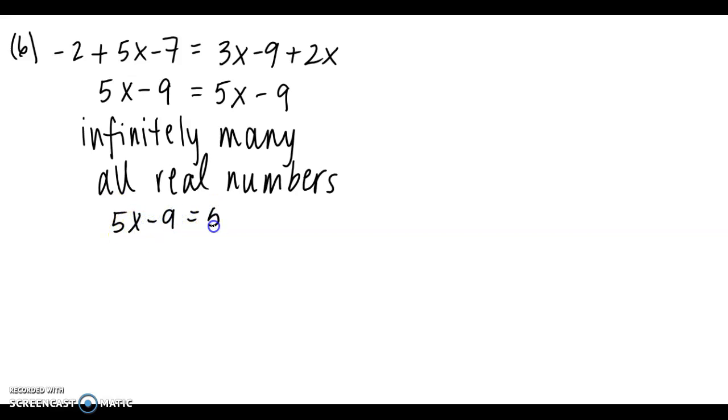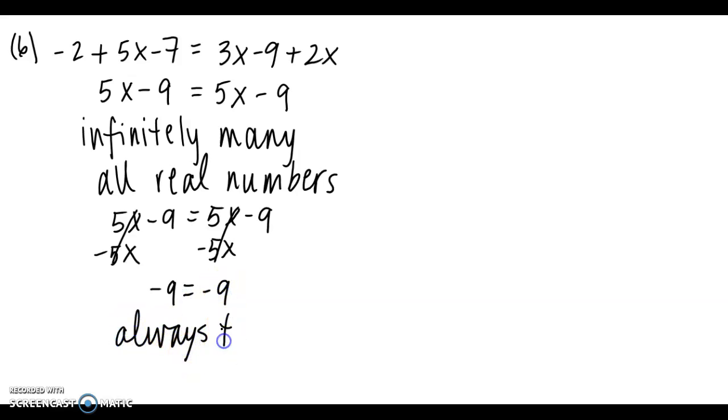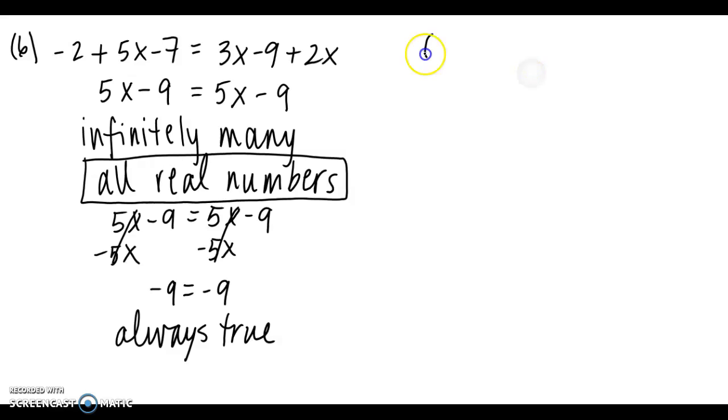If you went back here and you wanted to, let's say you didn't recognize that right away, I could subtract 5x from both sides and I get negative 9 equals negative 9. This is a statement that's always true. So what that means is no matter what you plug in for x, it'll make the left-hand side always equal the right-hand side. So I want you to focus on that being what you write as your answer.